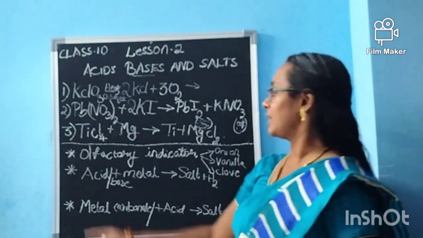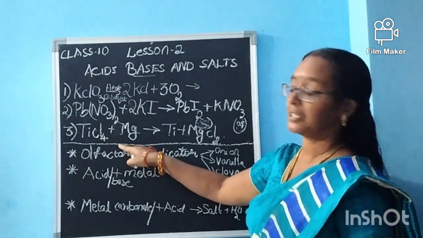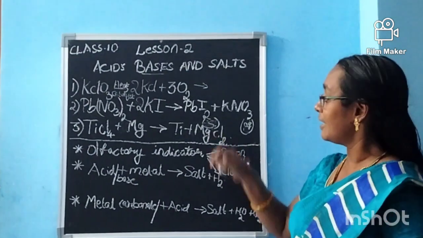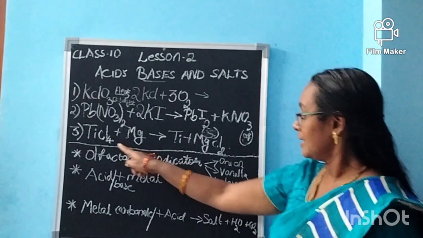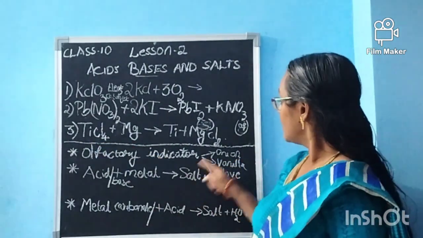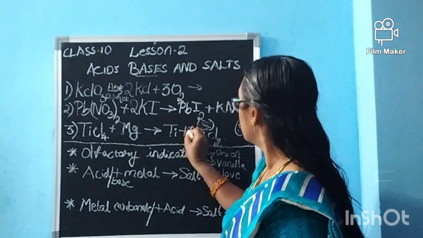The third question was titanium chloride, TiCl4, plus magnesium. When reacted, we get titanium and magnesium chloride. Here, they are asking to write it in balanced form. In TiCl4, 4 chlorine atoms are used, but here only 2 are there. So what do we have to do? We have to add 2 over here.